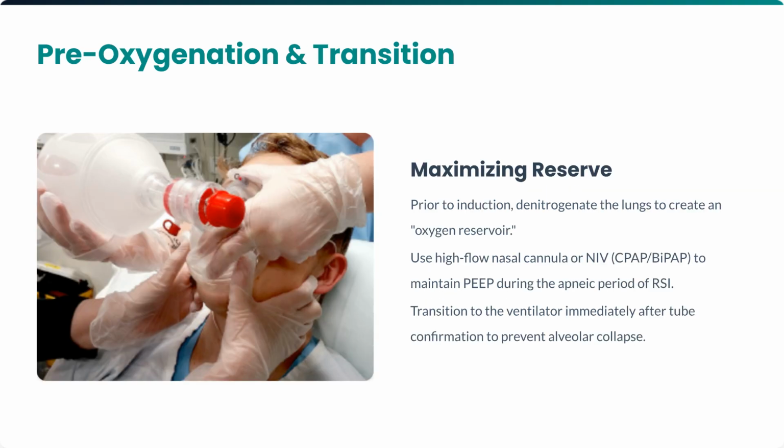Maximize oxygen reserve before induction by denitrogenating the lungs. Maintain PEEP using a high-flow nasal cannula or NIV during the apneic period of RSI. Transition to the ventilator immediately after tube confirmation.